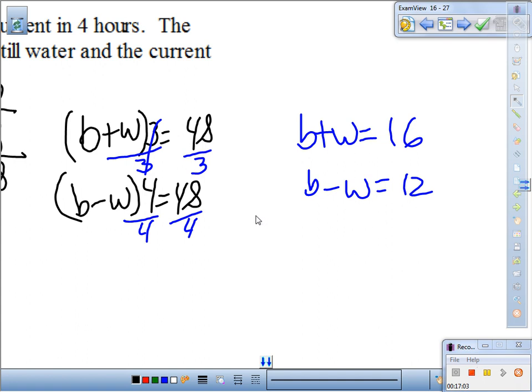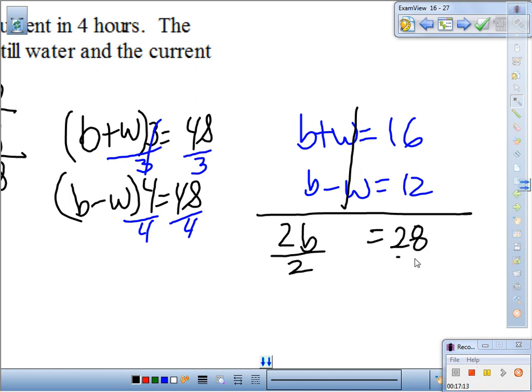So here we go. These cancel. Combine these: 2B equals 28. And lastly, divide by 2. B equals 14 miles per hour.